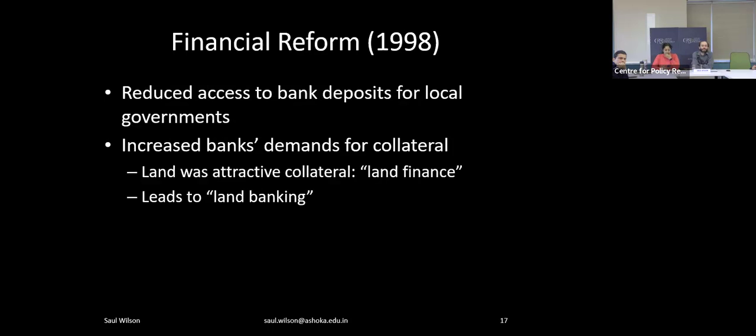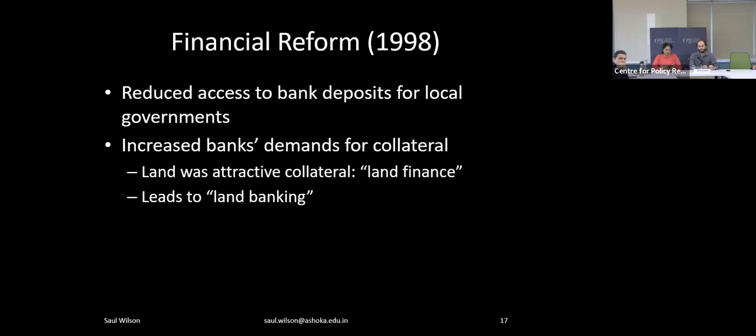Next. At the same time, in response to the Asian financial crisis, Zhu Rongji, the then premier, launches a series of reforms to the financial system. At this point, local governments have essentially been using bank deposits as a form of local government financing.